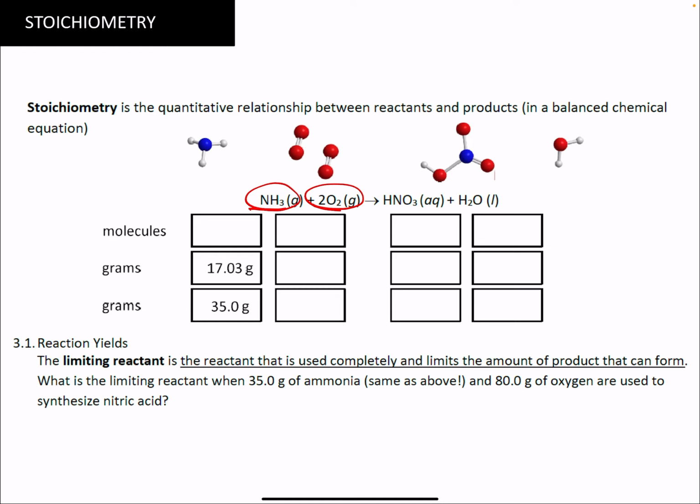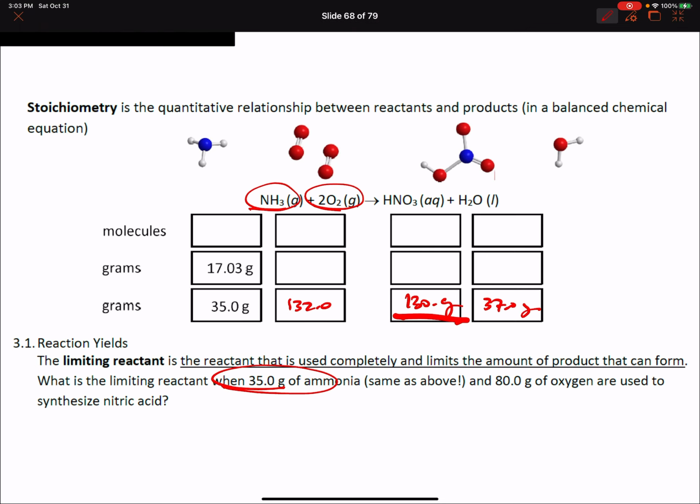And 35 grams, okay. We already said this is 132 grams. This was 130 grams, and this is 37 grams, right? We already did this calculation. Okay, so if 35 grams, then we'll make 130 grams. This is not very good, I'm sorry.